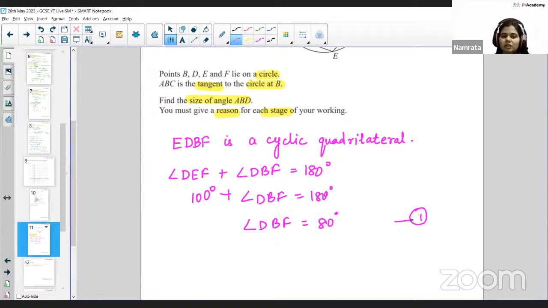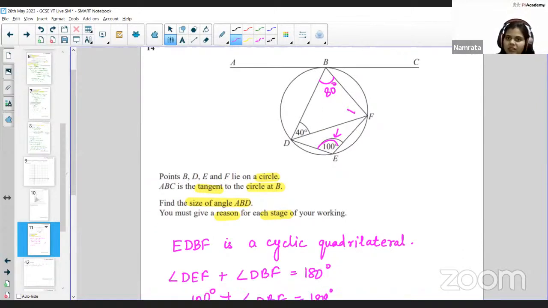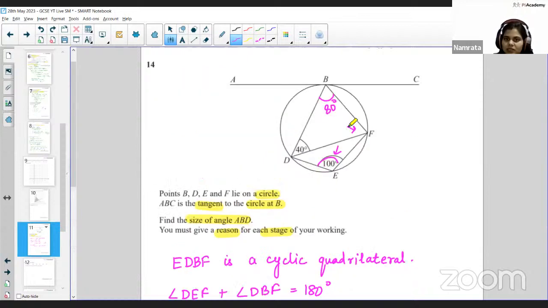Moving on to the next part. Now we'll only be considering triangle DFB, or DBF. That is this one. Now this is 80 degrees. We have got this part, so now we will be able to get this one unknown. Angle BFD will be 180 minus 80 plus 40. That would give you 60 degrees. So even this one is 60 degrees. So we have got this one too.